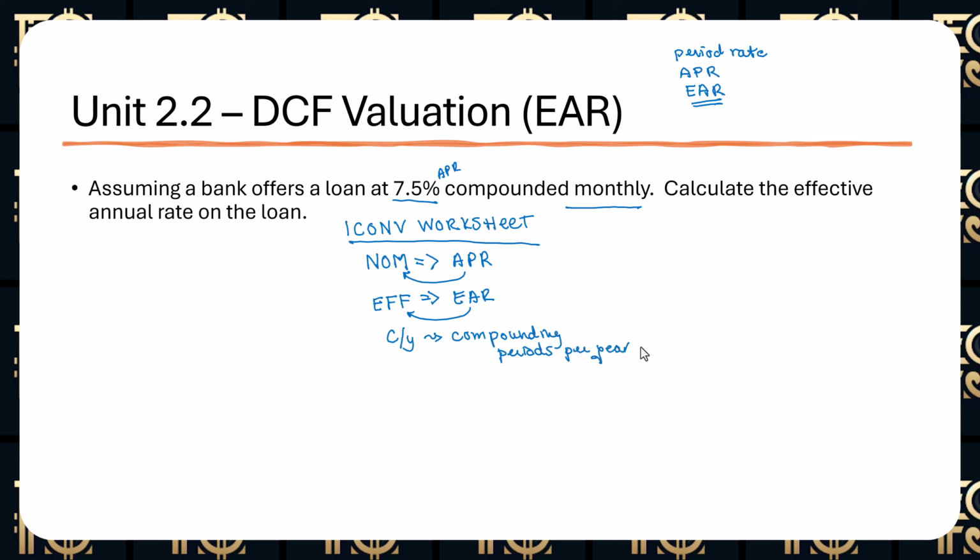Now let's convert this loan to an effective rate. What we're going to do is set the nominal value equal to 7.5. We will change the compounding periods per year to 12. Why 12? Because it has monthly compounding. And then we are going to compute the EFF. When we do that, that will be the EAR that we're looking for, the effective annual rate.